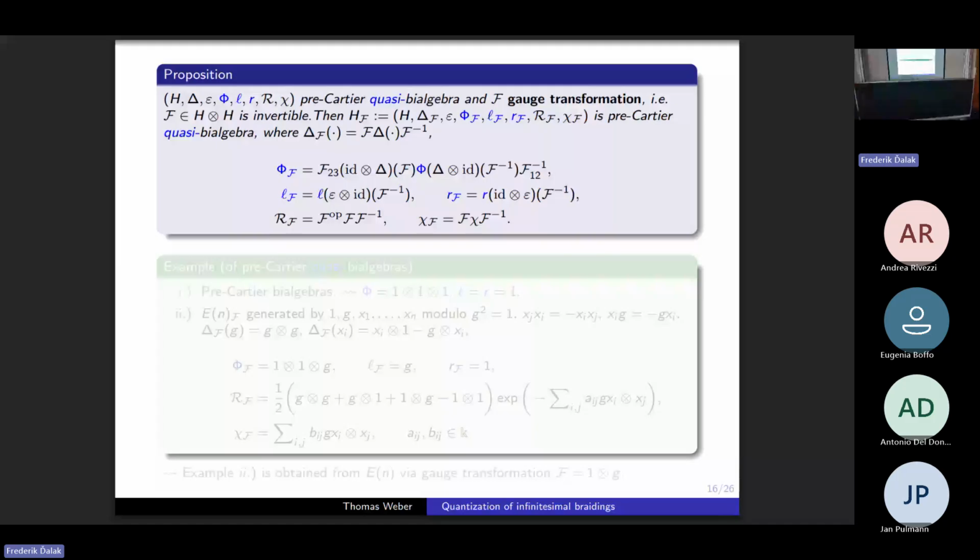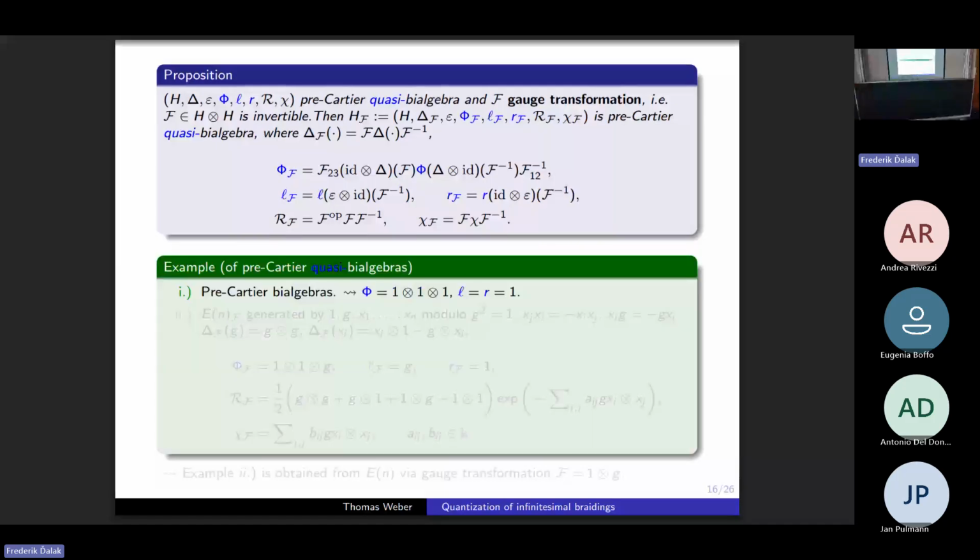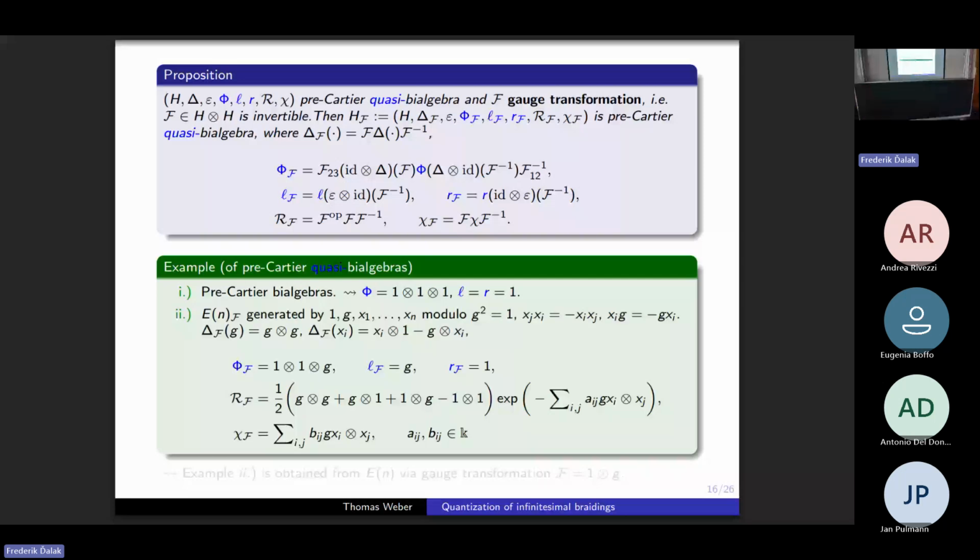Okay. Of course, the boring example. We get a pre-Cartier quasi-bialgebra by just looking at bialgebras. So we just take phi and R equal to 1, but that's not really what we want, right? So let's take the enveloping algebras and let's gauge twist them with a non-trivial twist.